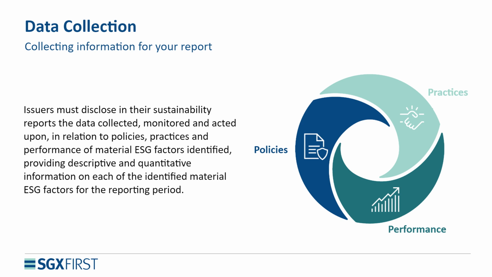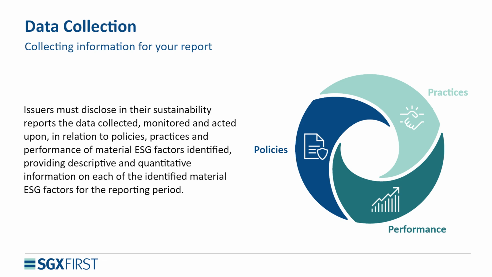After identifying the material ESG factors, an issuer has to collect the relevant information for each of the identified material ESG factors for the reporting period. In addition, under the risk management pillar of the TCFD recommendations, an issuer should, among others, describe their processes for managing climate-related risks. In most cases, the issuer already has the information available. However, the issuer may need to collect more information or data to give a fuller picture of the business and report from the data it uses and monitors.